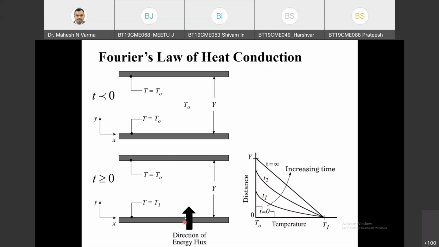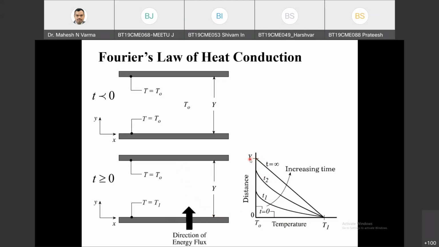Now this energy is moving in this direction. It has penetrated till this point. In this region the temperature is still T0, and thereafter it slowly increases and reaches T1. So this is the temperature profile.